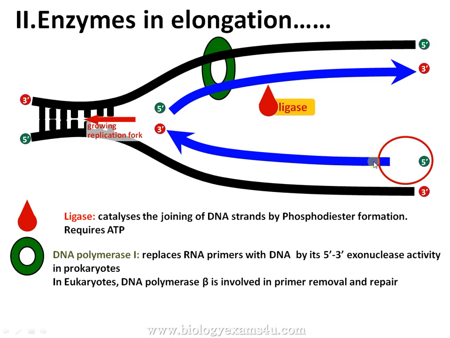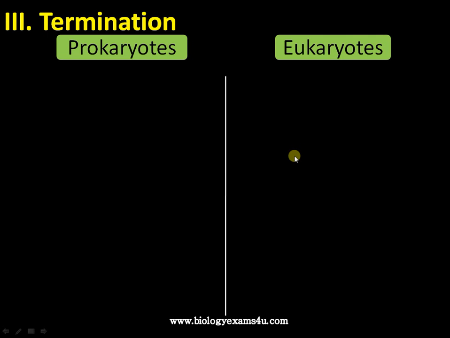Then there is a problem in the case of eukaryotes. The chromosome is linear. The problem lies here. This much of DNA will be lost during each replication, and this is referred to as the end replication problem. But there are certain mechanisms to overcome this problem.